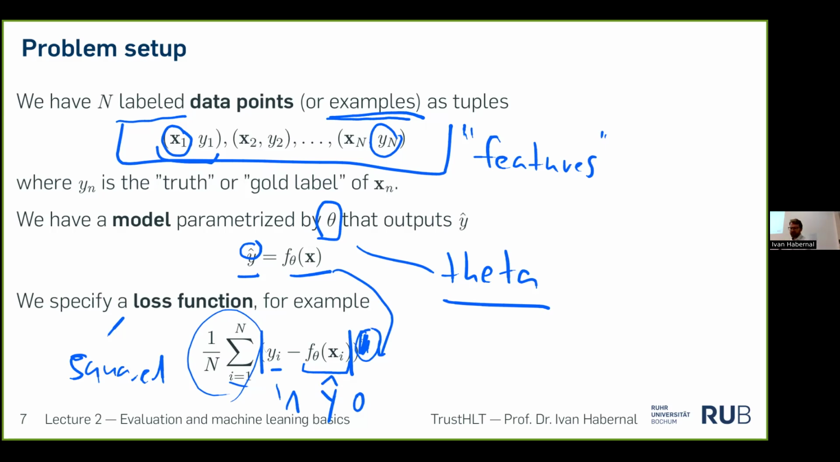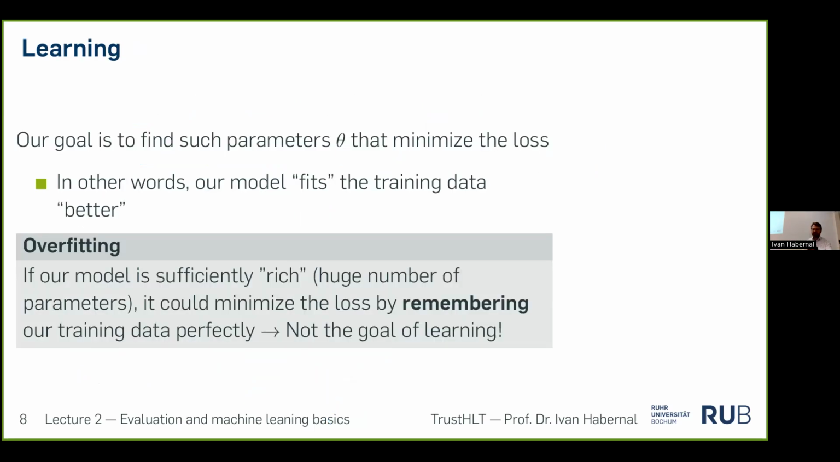Good. So the learning, our goal is to find these parameters.